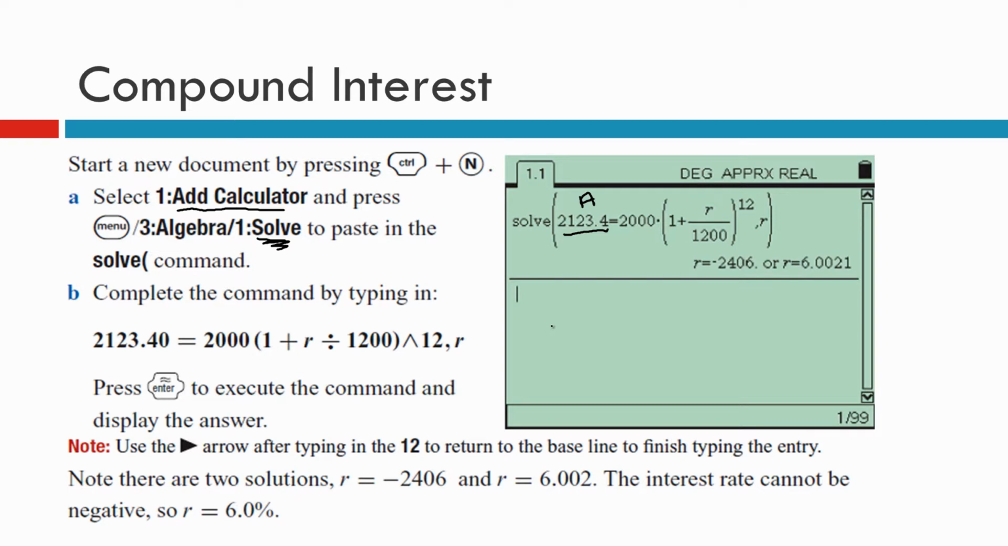So we would have solve bracket A equals 2,700, that was the previous example that we did, times 1 plus our R, which was 6 divided by 12, divided by 100. That's correct. To the power of 12 times 2. And then comma. And we put our comma, because now the calculator wants to know which letter are you finding, which variable, and of course our variable is A. There it is there. And you close your bracket and press your enter.